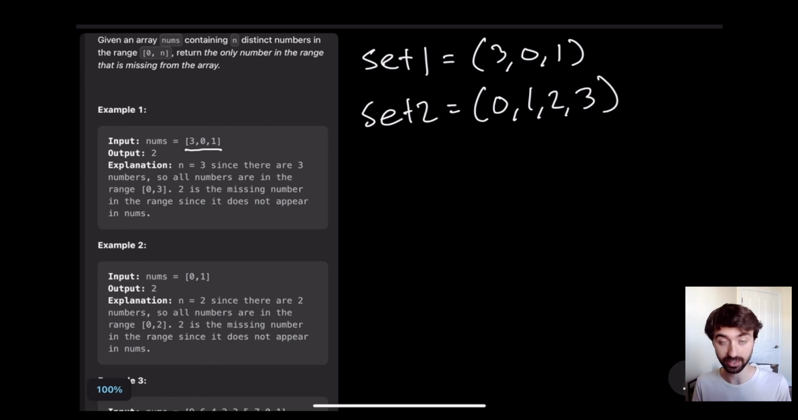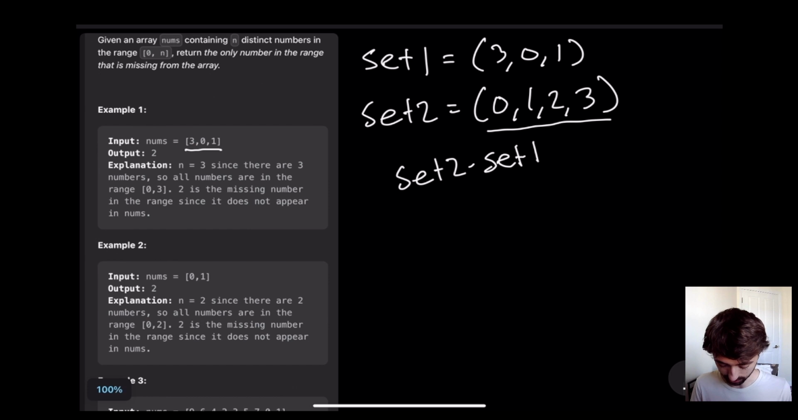Then we could do something really easy, which is just say set 2 minus set 1, because that would take every value in set 2 and subtract out any of the values that appear in set 1. So basically, the 3 would get taken out, so would the 0, so would the 1, and we'd be left with 2, which is the solution.